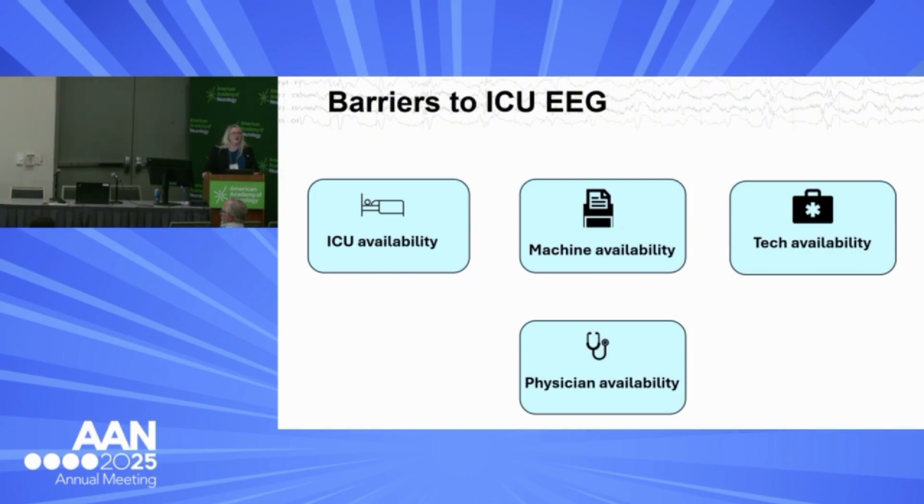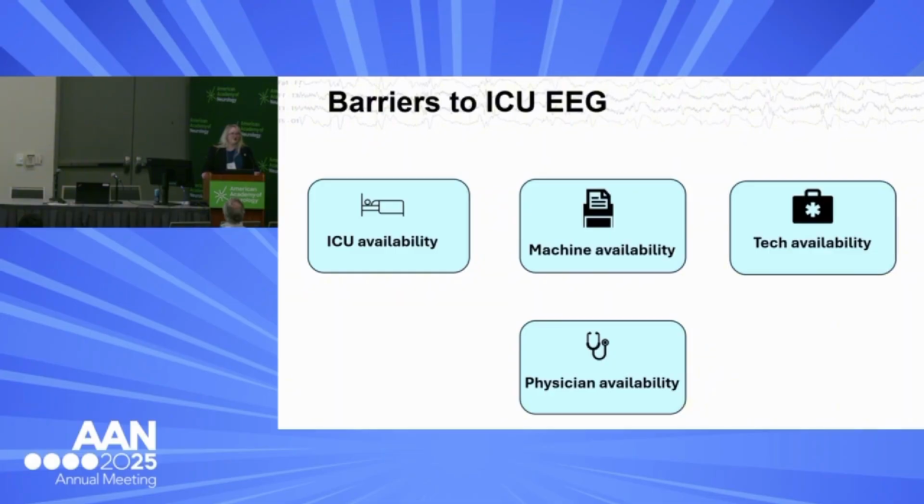I am in a large academic center. We have 26 ICU EEG machines, and we still run out of machines occasionally. I would say one of the bigger issues is the availability of EEG technologists. We are facing an 11,000 EEG technologist shortage here in 2025, and this is something we were just talking about prior to the beginning of this talk. It is something that many institutions, both academic and non-academic, are facing, and it is one of the more pressing issues that faces the area of ICU EEG.